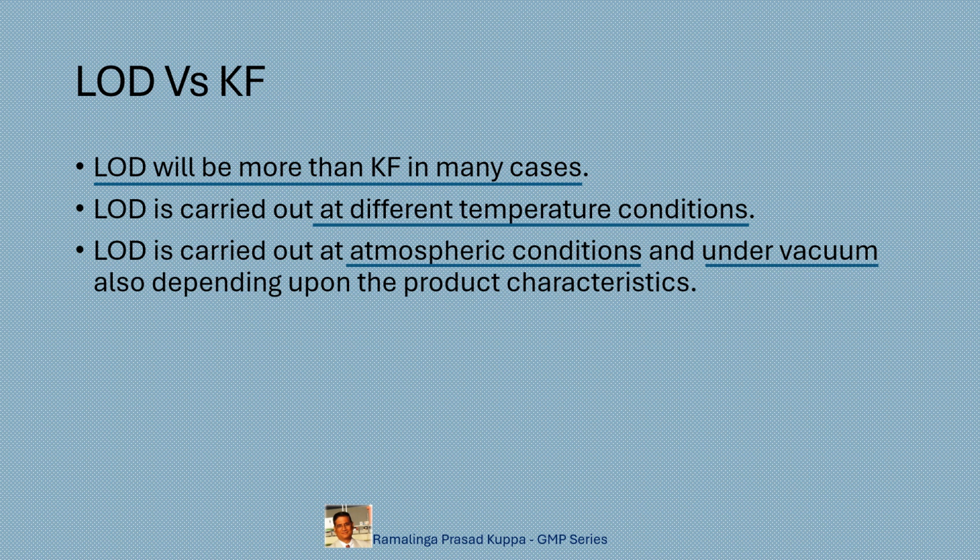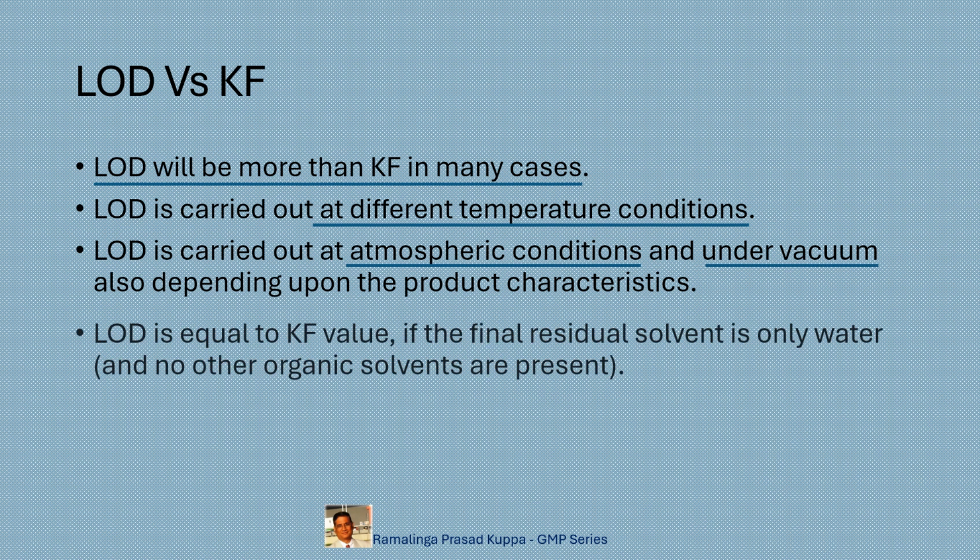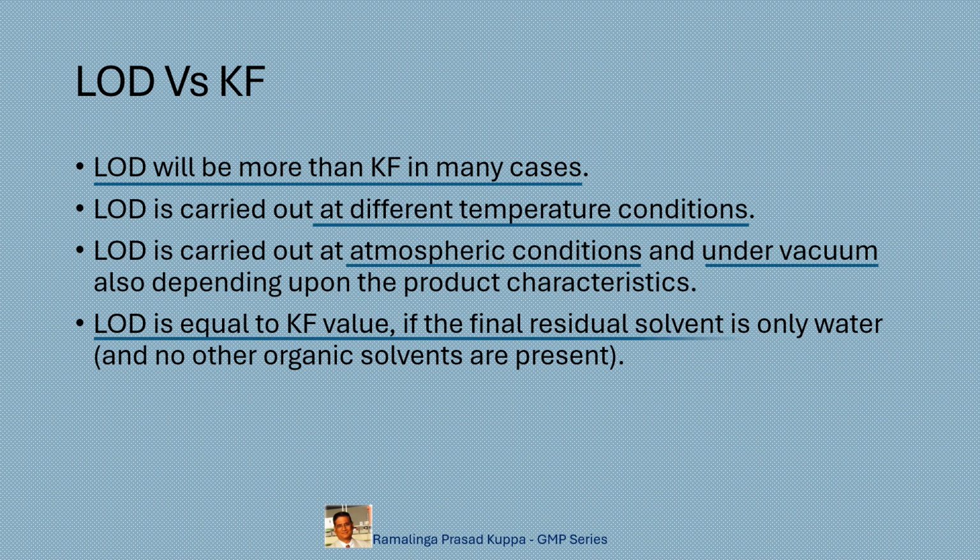For products that are stable at higher temperatures, LOD can be done under atmospheric conditions. Certain low melting materials melt at higher temperatures. Hence, vacuum is applied to the drying oven and LOD can be carried out at lower temperatures like 40 degrees Celsius or 50 degrees Celsius. LOD is equal to the KF value if the final residual solvent is only water and no other organic solvents are present. This is a logical situation.